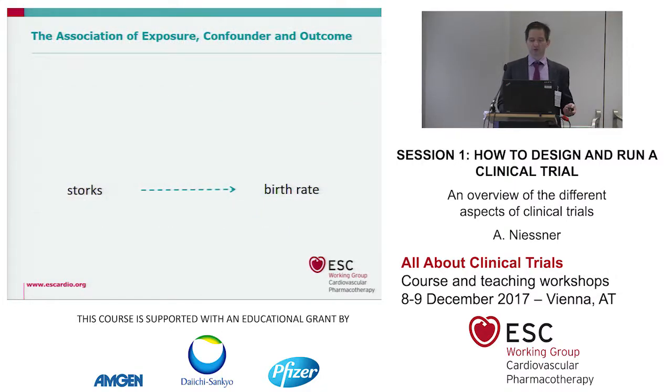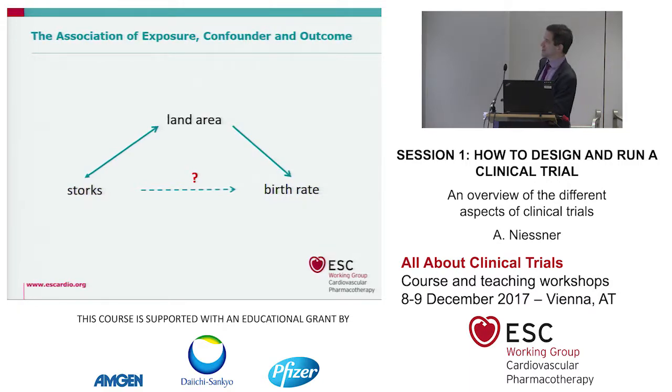And what's wrong? It's confounding. So we have the storks here with a spurious association with the birth rate, and there needs to be some confounding. And what's the confounding? The confounding is the land area. So countries with a large land area have a lower social status, they have higher birth rate, and they have also more place for storks. So this is the explanation. And if we go in theory now, we have the exposure here.